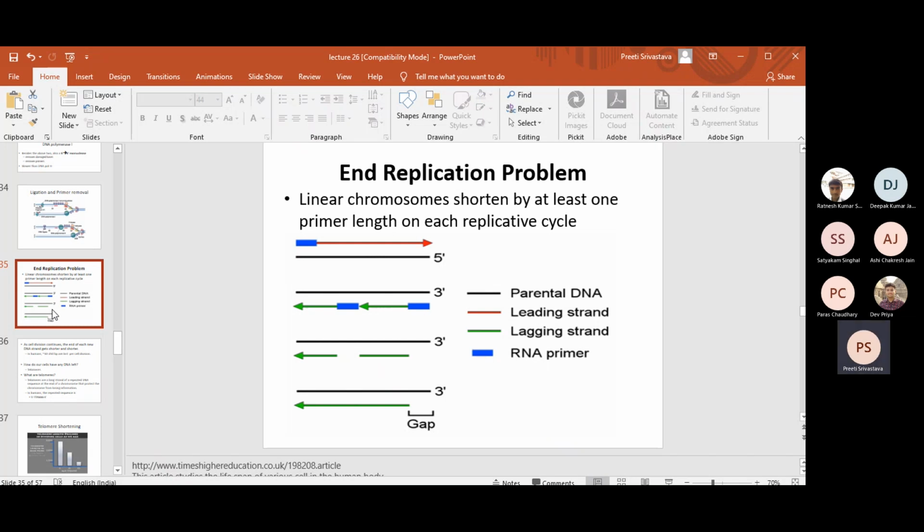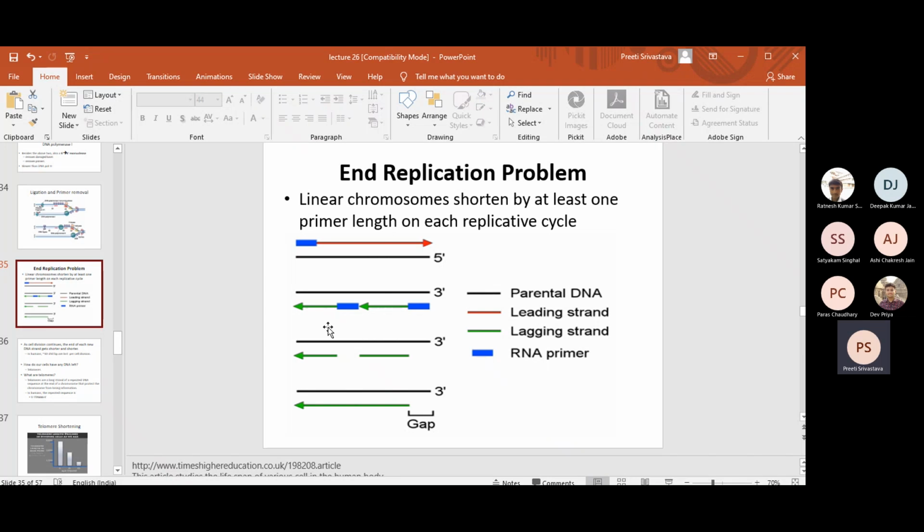From the video? Yes or no? Yes, ma'am. Right. So therefore replication in a circular chromosome or in circular plasmids is never a problem, because the DNA is circular and all the time it will have a DNA template onto which you can have the RNA primer synthesized. So this is the lagging strand, this is the leading strand, correct?